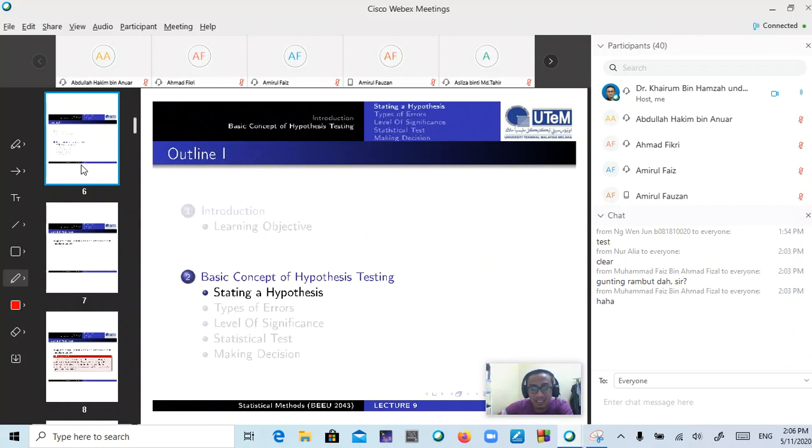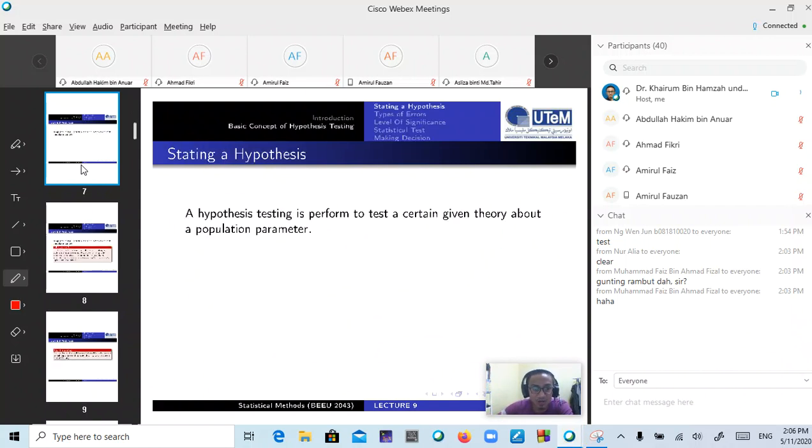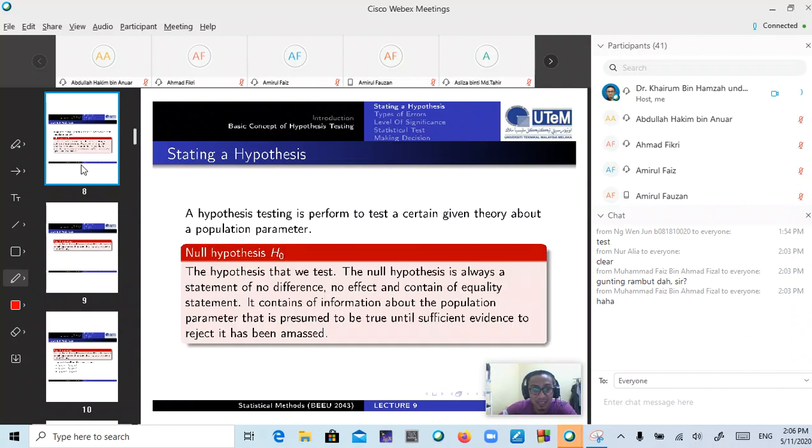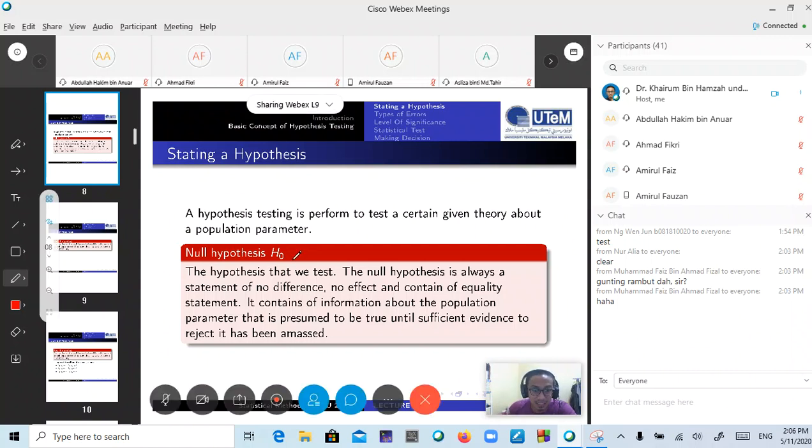Starting hypothesis testing. Of course, in order to solve this problem, we need to know how to get the hypothesis. Hypothesis testing has two. The first one is the null hypothesis. The null hypothesis we put as H0. What is the null hypothesis? The null hypothesis is always a statement of no difference, no effect, and contains equality. Maksudnya no equality statement here.